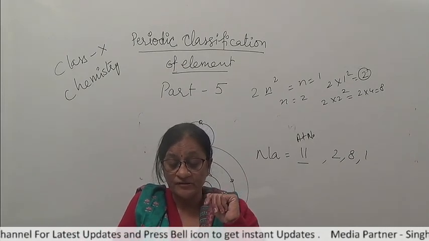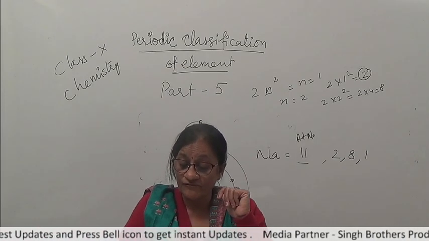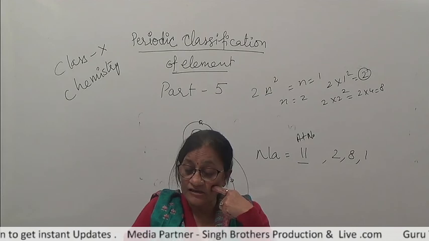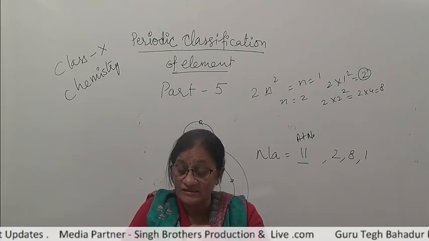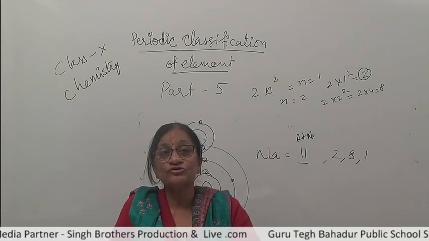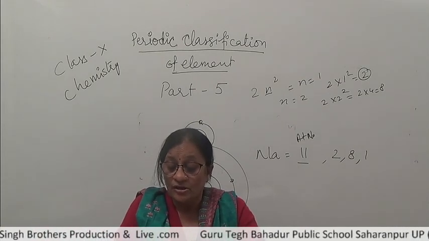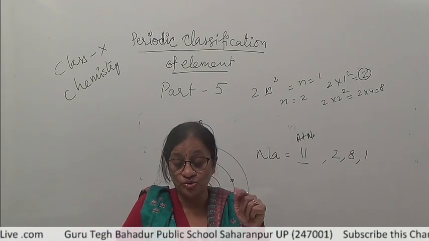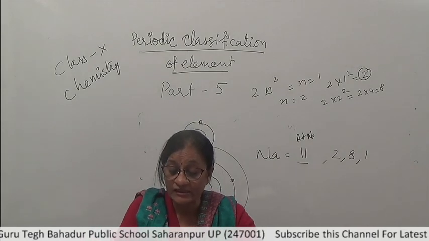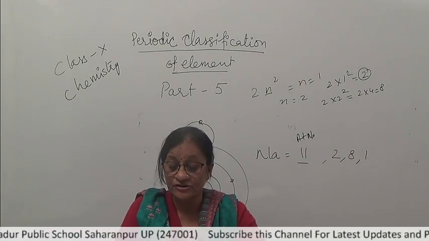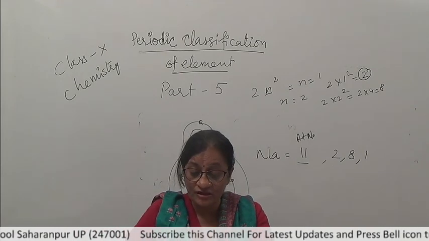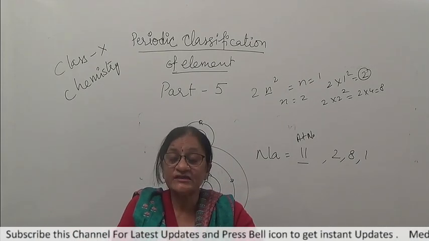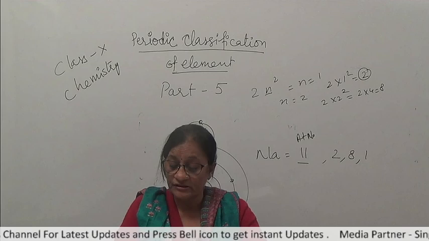The first element in every period has only 1 valence electron, and the last element in every period has 8 valence electrons, except helium having 2 electrons. On moving from left to right along a period, the electrons are added to the same orbit. Thus in the second period, the electrons are added to the second orbit, the L shell, and in the third period to the third orbit, that is the M shell. So this is the way by which electrons accumulate in a period.